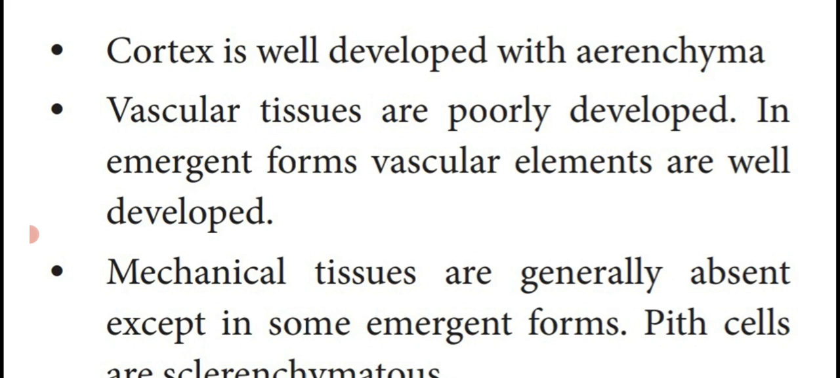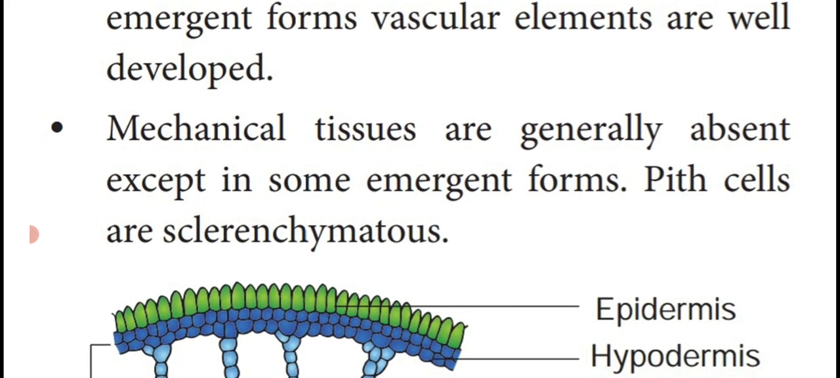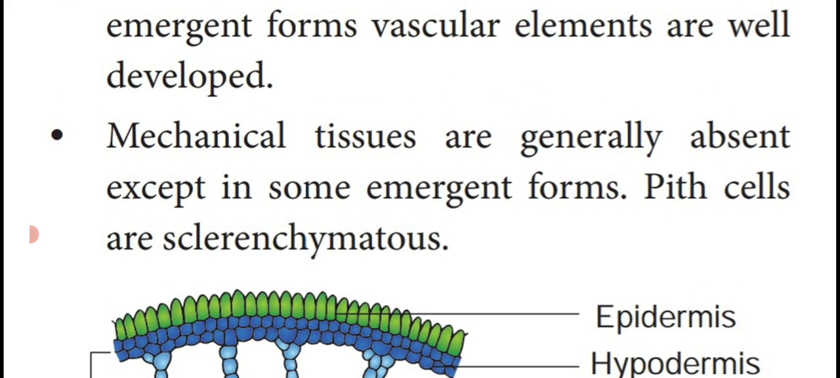But in the emergent forms of hydrophytic plants, the vascular tissue system is well developed. Mechanical tissue system, that is sclerenchyma cells and collenchyma cells, are absent. But in some emergent forms, they contain mechanical tissues. Pith cells are normally made up of parenchyma only, pith or medulla. But in hydrophytes, pith cells are made up of sclerenchymatous cells. So these are all the different anatomical characters of hydrophytes.